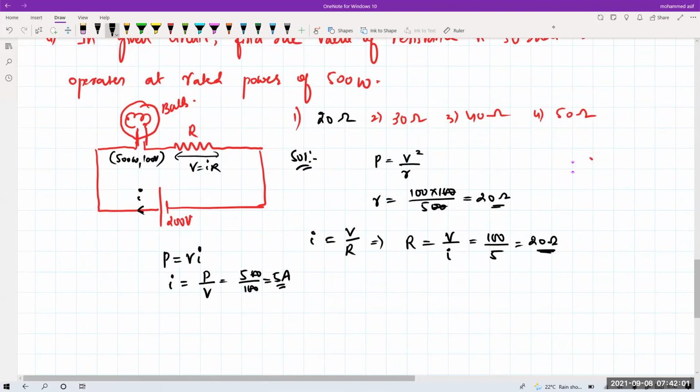Whatever potential is there across the bulb, the same amount of current will be passing through the resistor part. So R is equal to V by I.